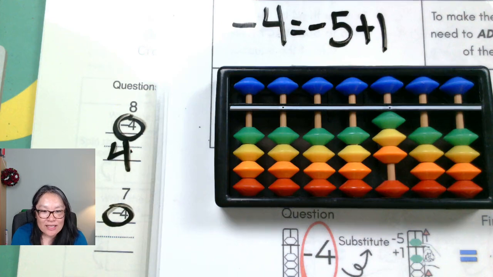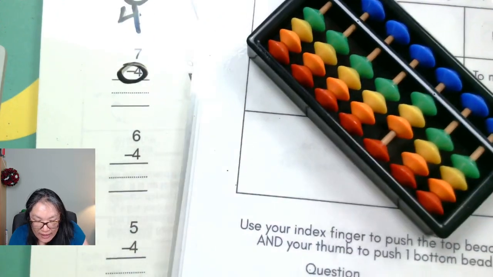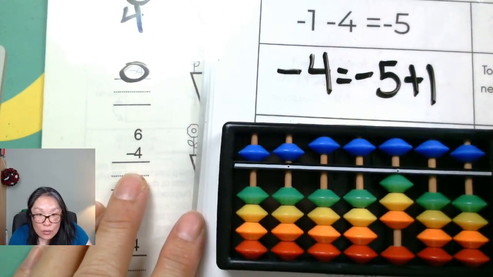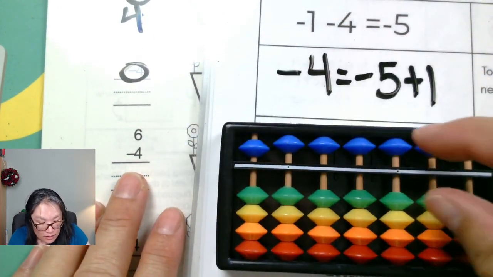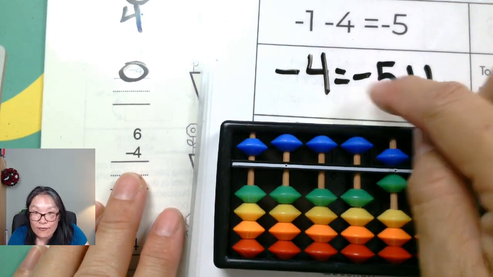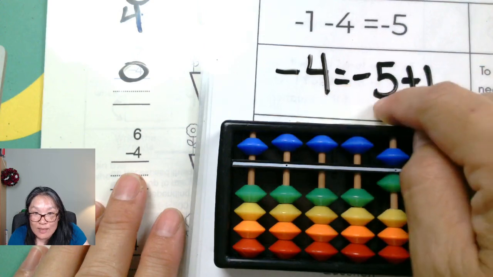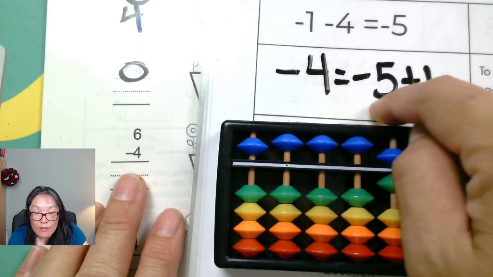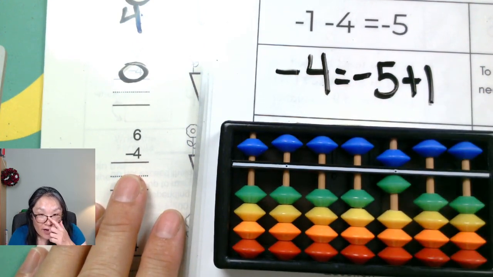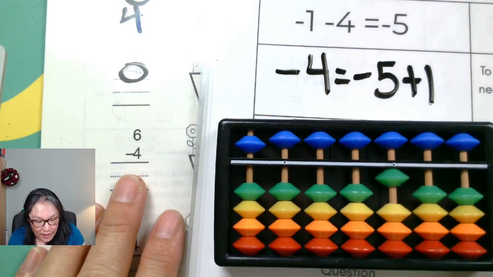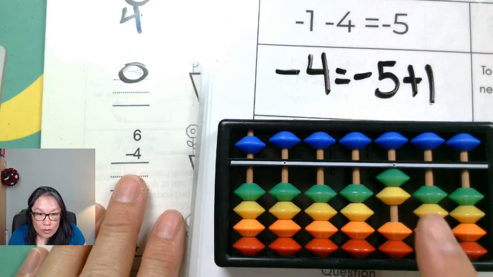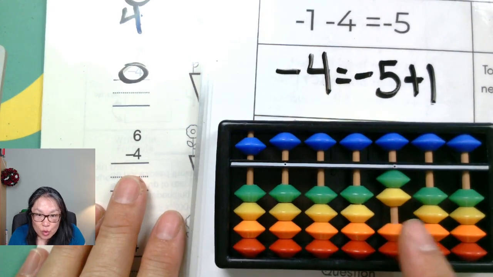Does that make sense? So we can do it again. When we have the 6, and we want to minus the 4, we're going to substitute it, right? We're going to make our minus 5 work for us. We're going to minus the 5 and then plus the 1. So my final answer is 2.